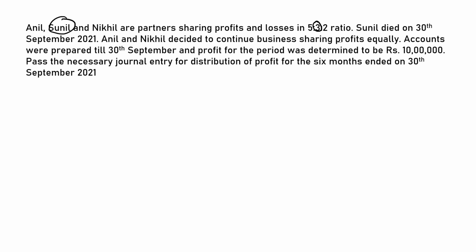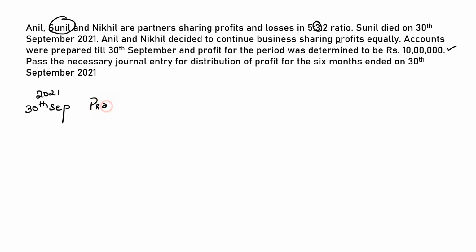So what they did on the date of death, they closed the books of accounts, prepared the profit and loss account and balance sheet, and from the profit and loss account they found out that for the period from 1st April 2021 to 30th September they had earned a profit of 10 lakh. Then you are asked to pass a journal entry for distribution of profit for the 6 months ended 30th September. So here the actual profit is available, so we just distribute it amongst the partners. When it is a profit, we credit the profit to the partner's capital account. So the journal entry would be passed on 30th of September 2021.